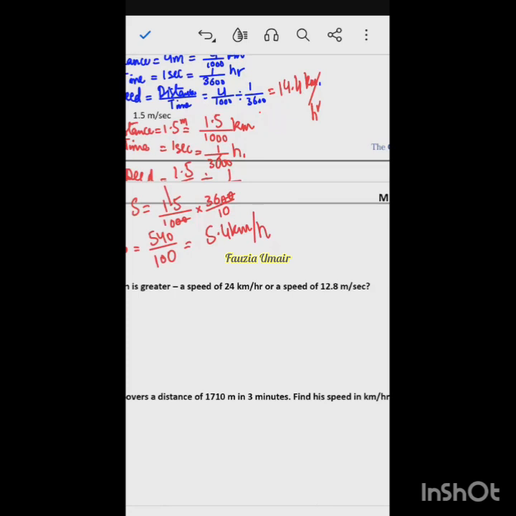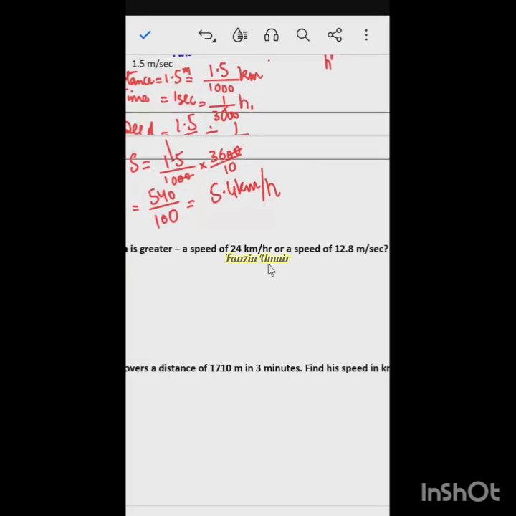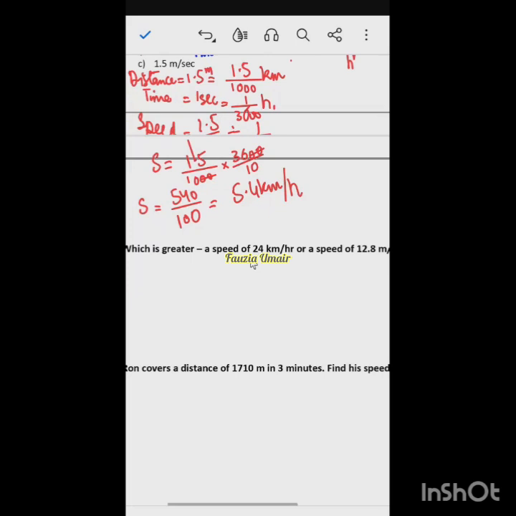So which one is greater, speed of 24 kilometer per hour or speed of 12.8 meter per second? What do you think? Speed of 12.8 meter per second. All right, so let's check quickly. I told you when you have a choice of conversion, you should pick the smaller unit. I should not be converting this 12.8 meter per second into kilometer per hour because that will be the difficult calculation. So I will change this 24 kilometer because that is easier.